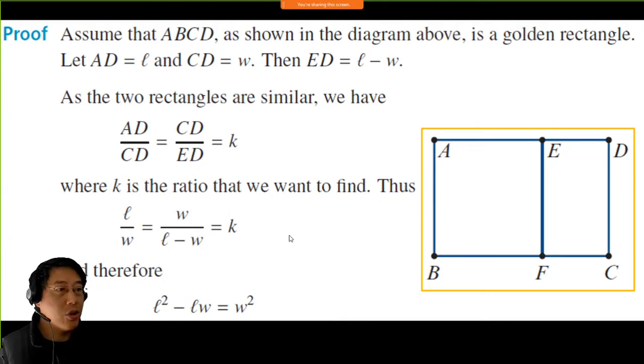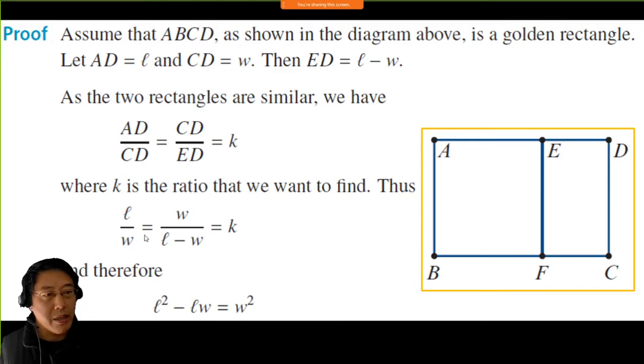Okay, so that length AD corresponds to CD, because that image rectangle is turned. So it's not ED, it's not the same side. Okay, so just write those relationships. Then we have defined AD, CD, and ED. We substitute with the actual values.